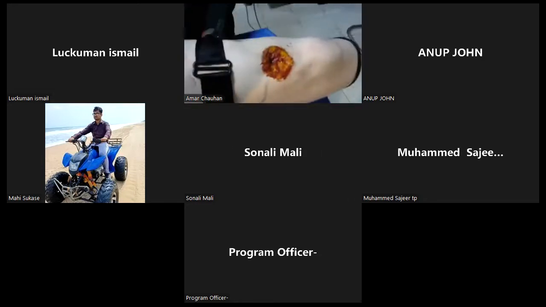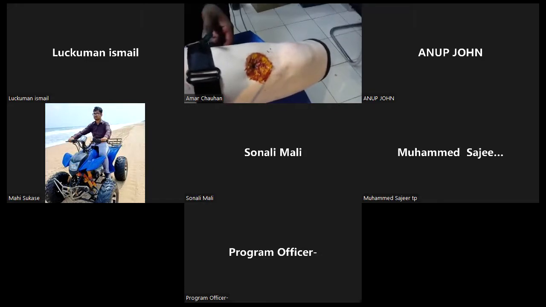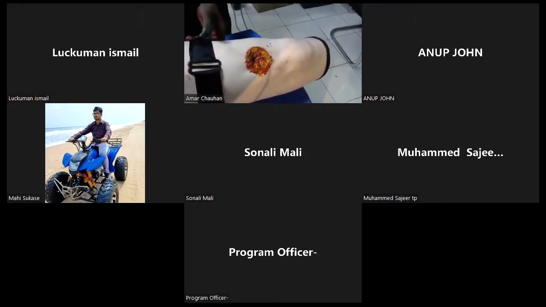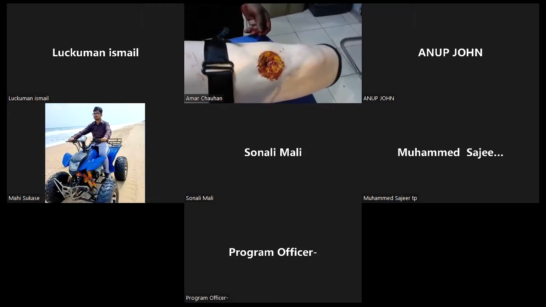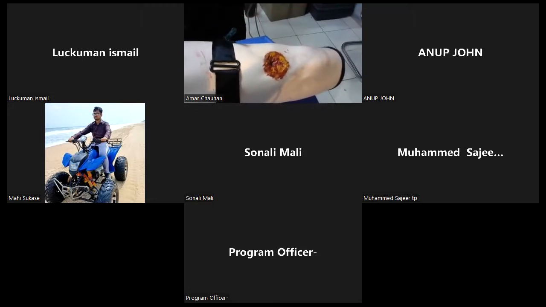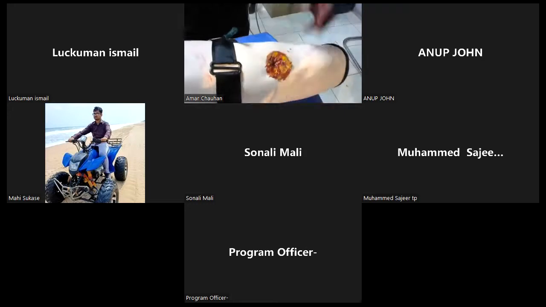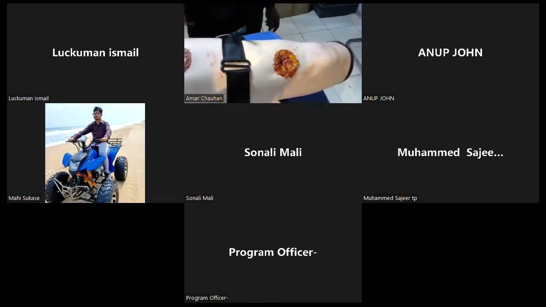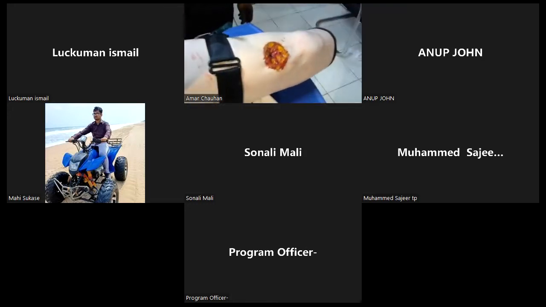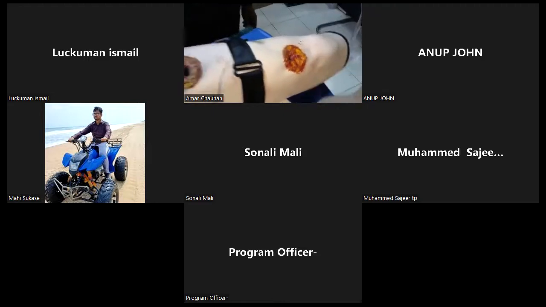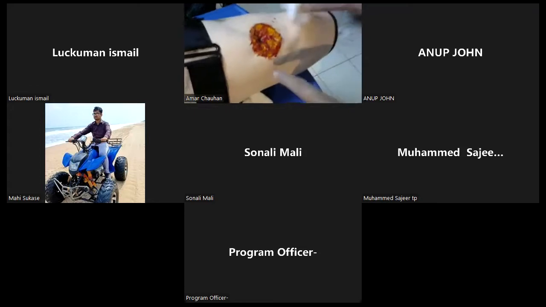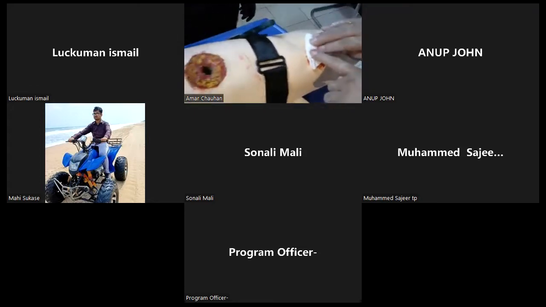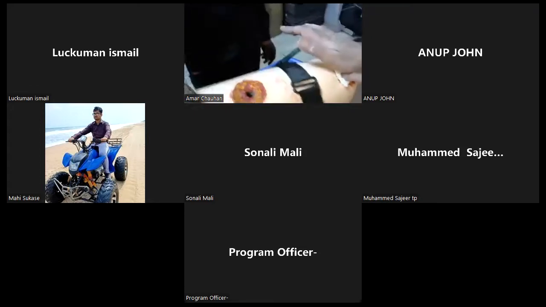Hemorrhage simulation for rapid response. Again, I will demonstrate this from the grid. Now, this is a superficial wound. We will just keep the bandage, keep whatever we have, and then keep it pressed.